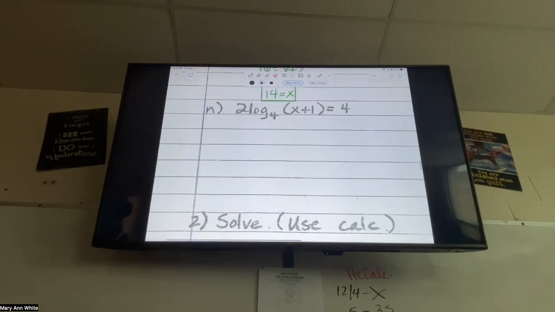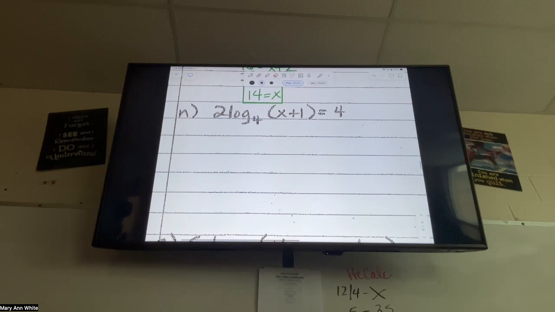We got one more line like this. I've got 2 times log base 4 of x plus 1 equals 4. Now, if it's not just log by itself, you got to move everything else over to the other side. So I'm going to divide by 2 on both sides. We can make it the exponent. That's going to make it a lot harder later on. So when there's a number on that side of the equal sign, I always like to divide just to make it a little simpler.